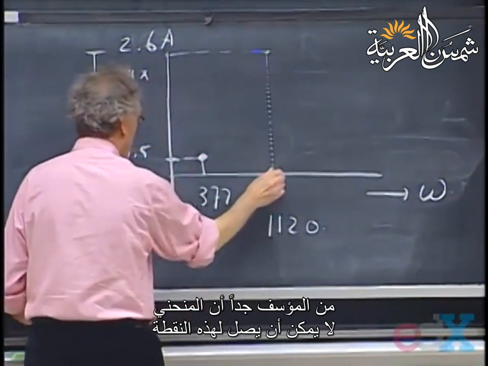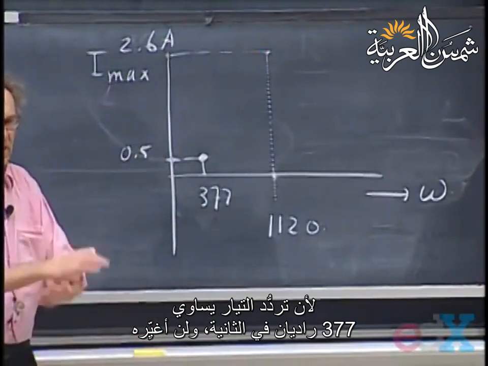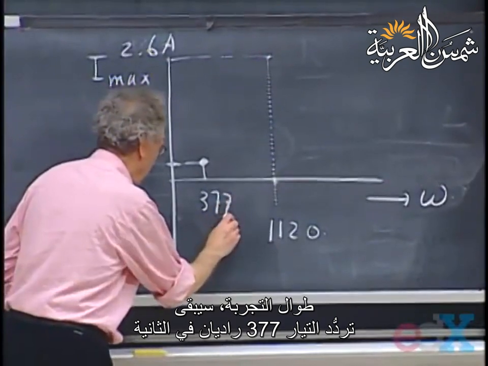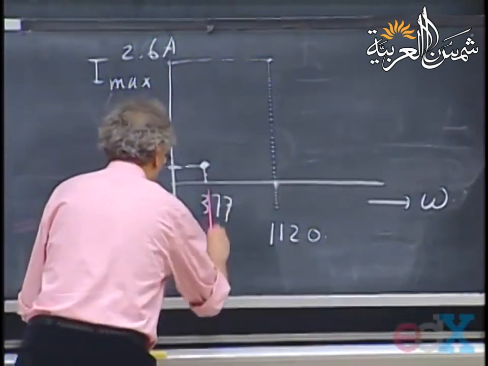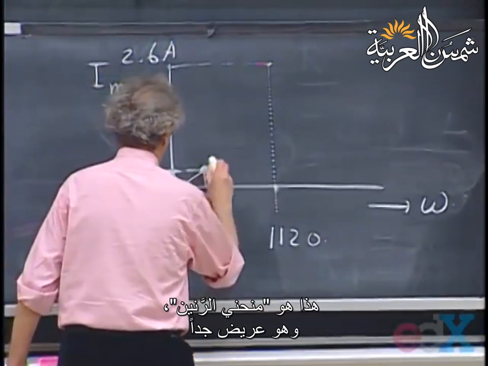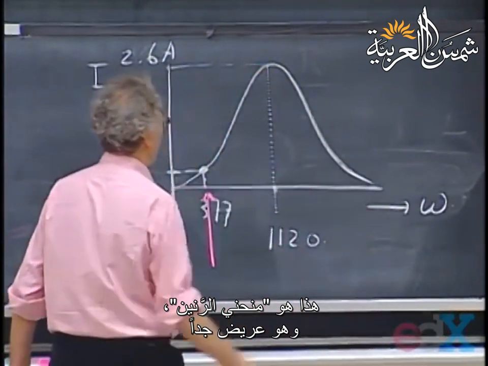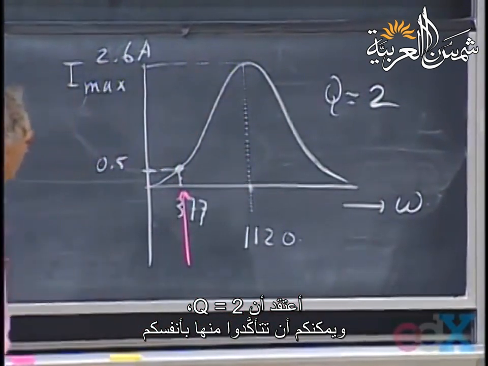It is too bad that I can't go there, because I am stuck to my 377, and I'm not going to change that. Throughout the demonstration, I stick to my driver here. So keep in mind that the driver is always here. I don't change that. So the resonance curve, we call this the resonance curve, is very broad, something like this, and I believe the Q is around 2. You can check that for yourself.